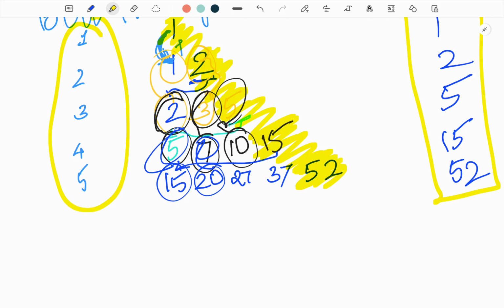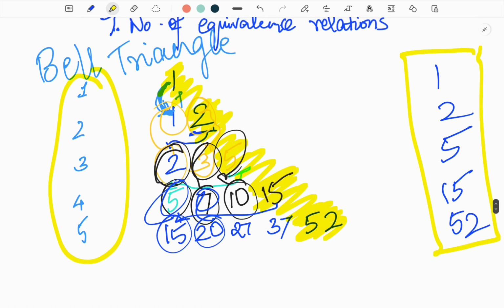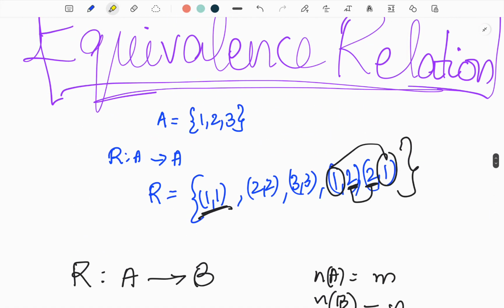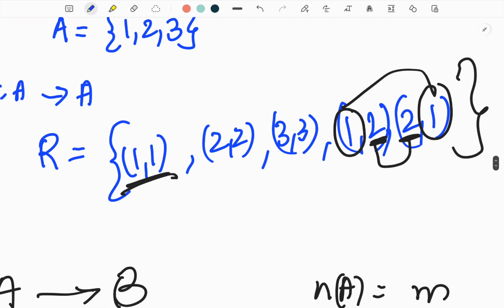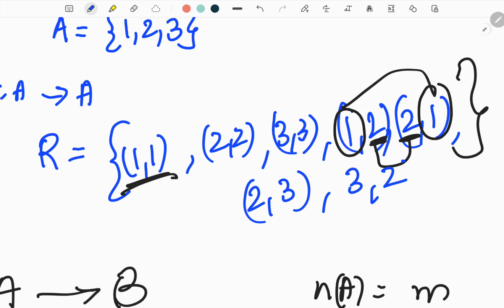So now we have to discuss something which is known as equivalence class. So what do you mean by equivalence class? Now let's say I am considering a relation. I am considering this particular relation that I have written here: (1,1), (2,2), (3,3), (1,2) and (2,1). And let's say I am going to add a few more elements: (2,3) and (3,2), and even (1,3) should be added.